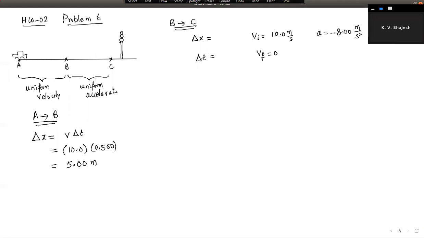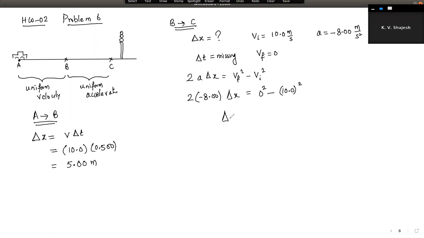What are we looking for? What is the stopping distance of the car as measured from the point where the driver first sees the light? So first let's get B and C. That's what we are interested in, and that's a missing variable. If time is missing, the equation we would look for is 2 times a times delta x is equal to V final square minus V initial square. 2 times minus 8.00 times delta x is equal to 0 square minus 10.0 square.